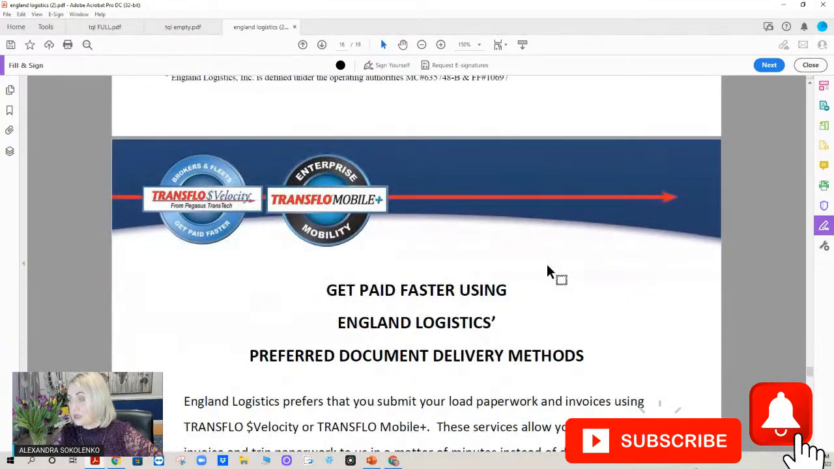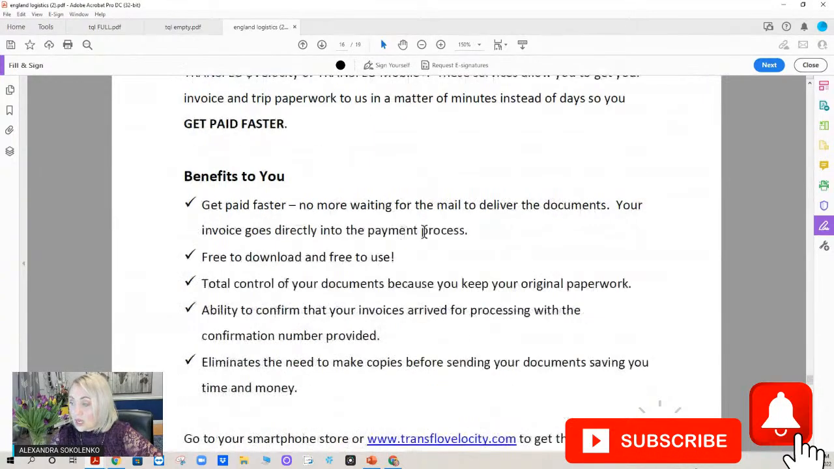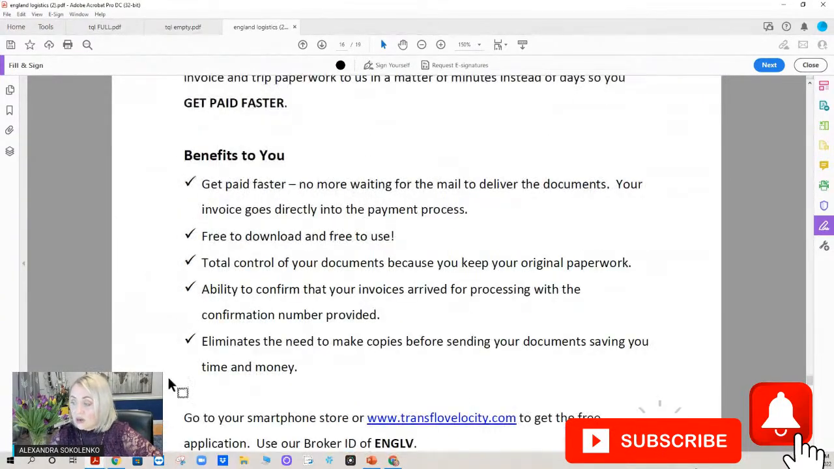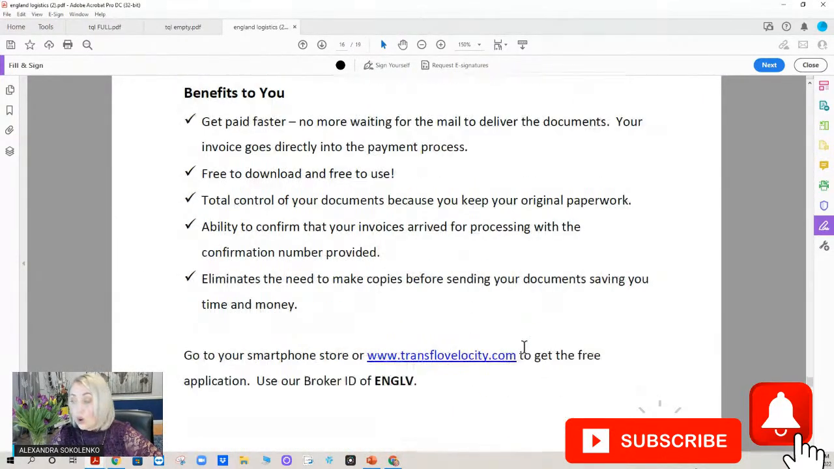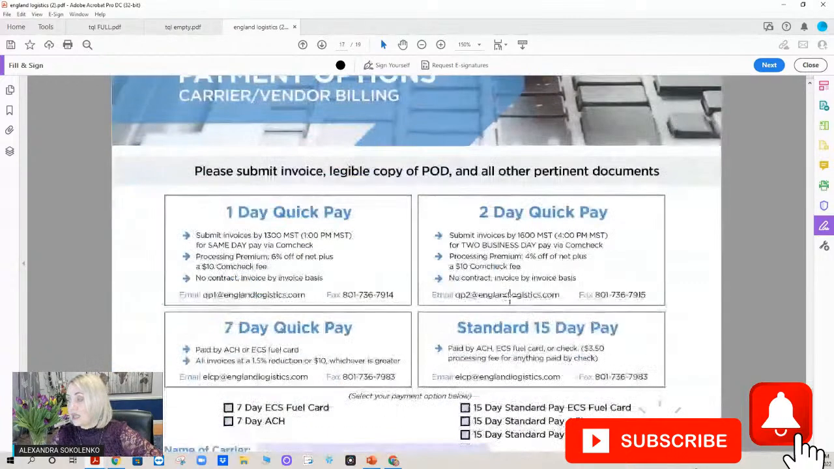That's what CARB meant. And again, if you want to get paid faster, they are telling you you can use Trans Velocity, or if you have factoring, you can send it. They give you options: 1 day quick pay if you don't have factoring, 2 day quick pay, 7 day quick pay, and that's how much they charge. So if you want money in 1 day, 6%. If you want money in 2 days, 4%. If you want 7 day quick pay, it's going to be 1.5. Or if you have factoring, you can do standard 15 days.